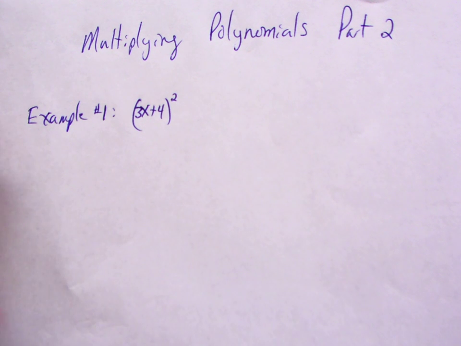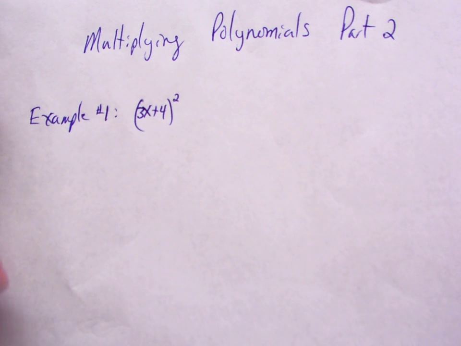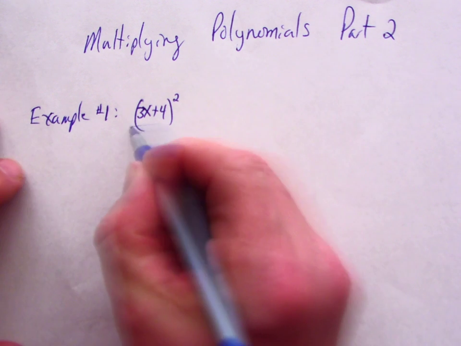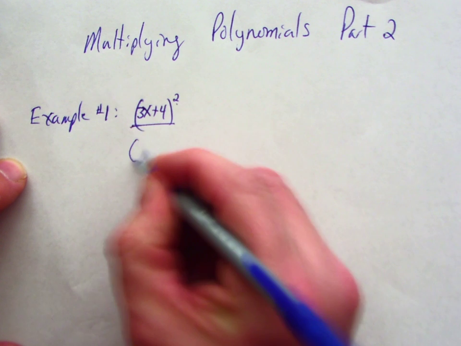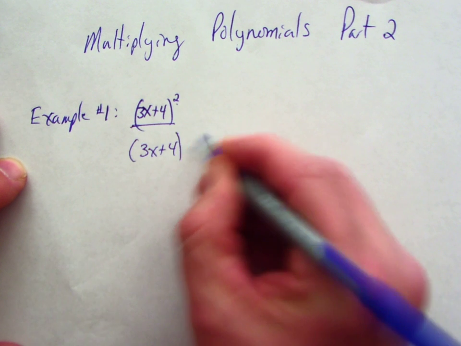Alright, here's part 2 of multiplying polynomials. These are written a little bit different. These are written in exponential form. If you notice here, I got something being squared. So that means this base, this 3x plus 4, I rewrite it twice.